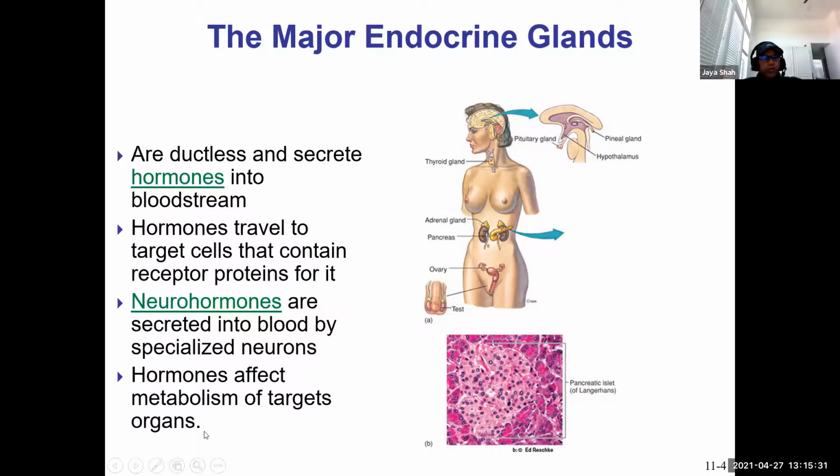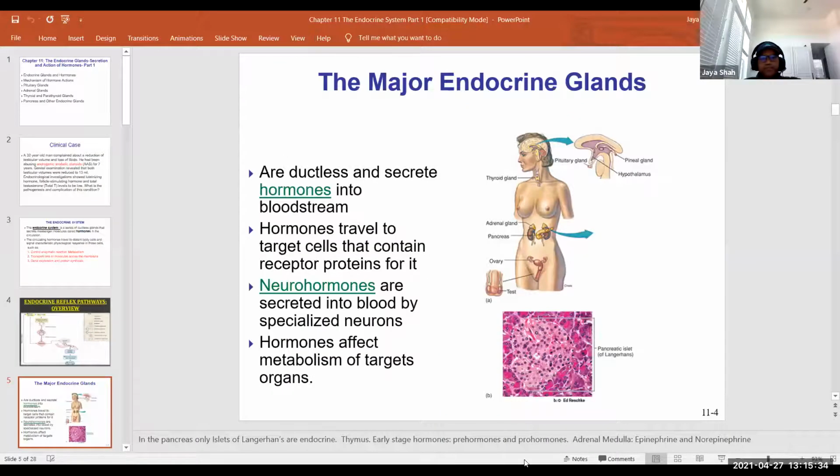So epinephrine and norepinephrine can be hormones or can be neurotransmitters. If a postganglionic neuron releases epinephrine and norepinephrine, we call it a neurotransmitter. But if the same chemical messenger is released by the adrenal medulla, then we call them hormones.